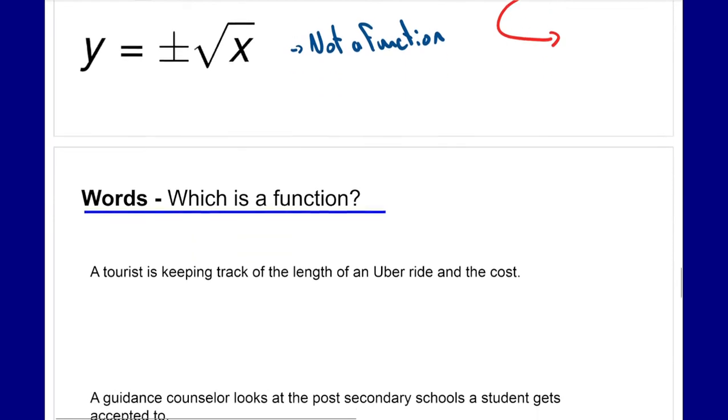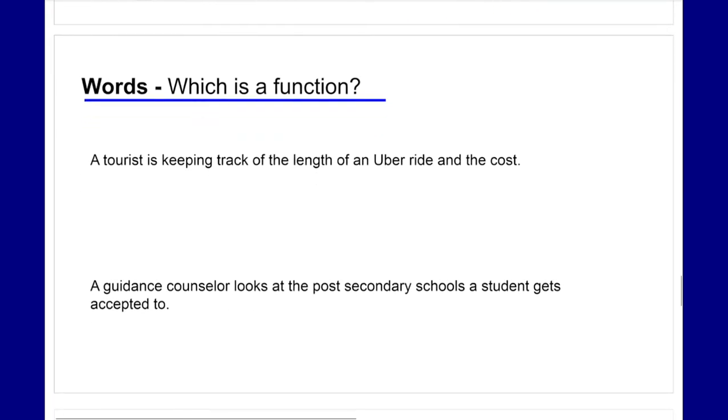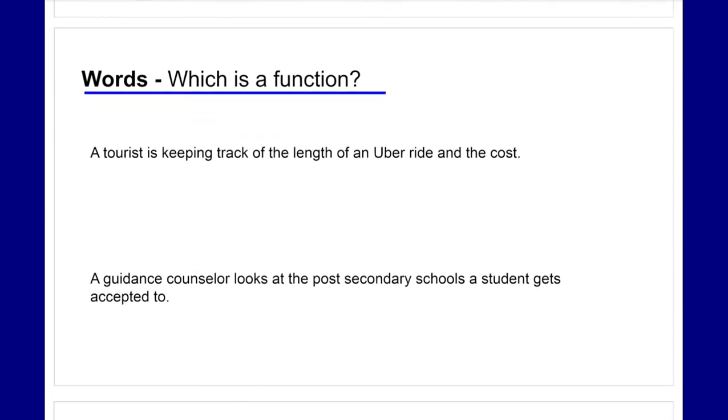If we're looking at words, this is going to be probably the trickiest type. We have to think about, does every individual independent variable or value have only one output? You could also think of input and output. If I input one thing, am I only getting one output?